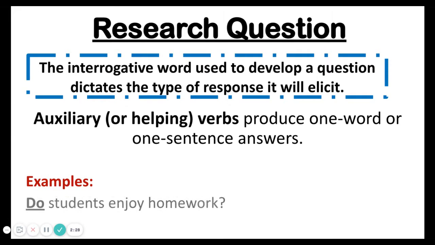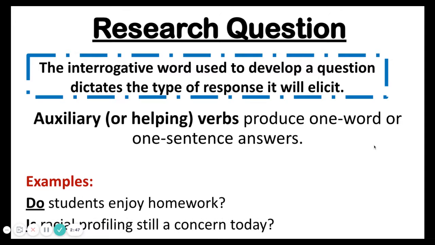For example, do students enjoy homework? That's easy. No, they don't. The answer to a question that starts with do will always be either one word, yes or no, or a sentence. Yes, they do. No, they don't.